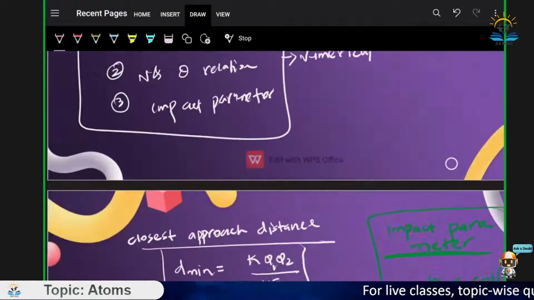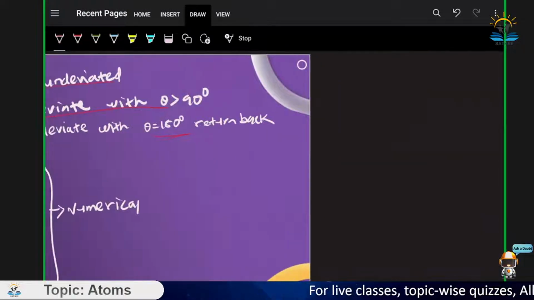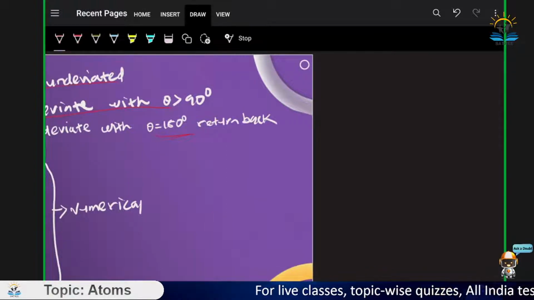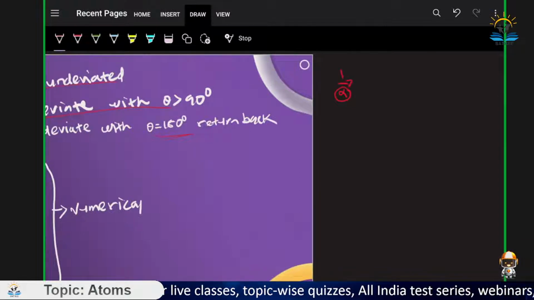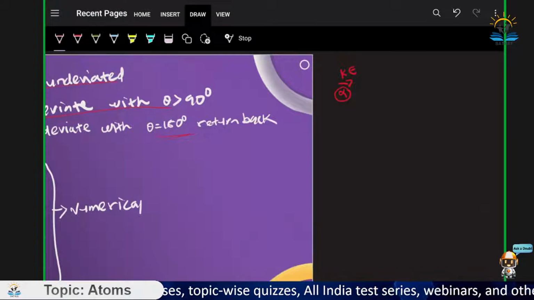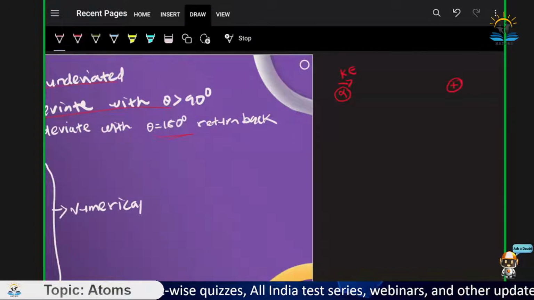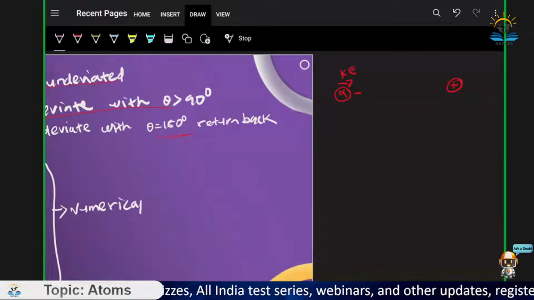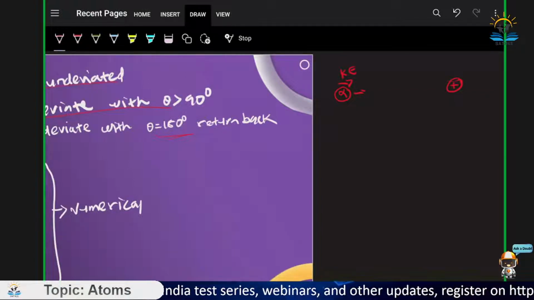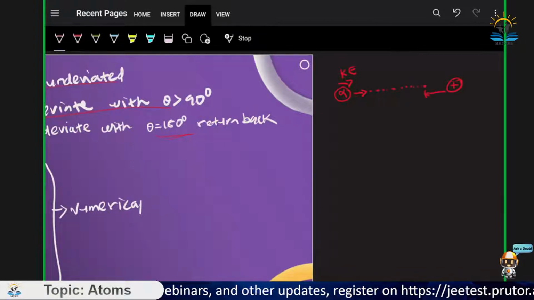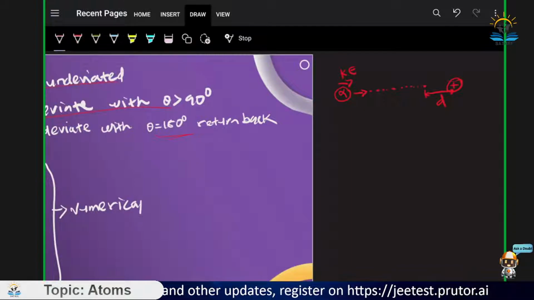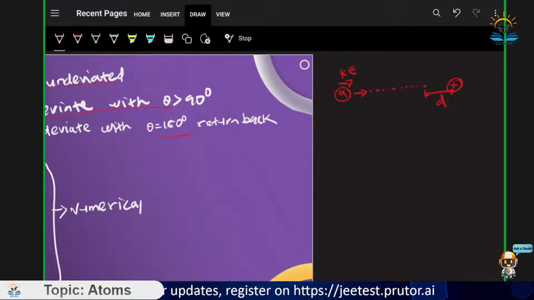Alpha particle has a kinetic energy, and here we have the nucleus of gold. At a particular point, the alpha particle stops. The distance from the nucleus to the point where the alpha particle stops is called the closest approach distance. This is the closest distance an alpha particle can approach.